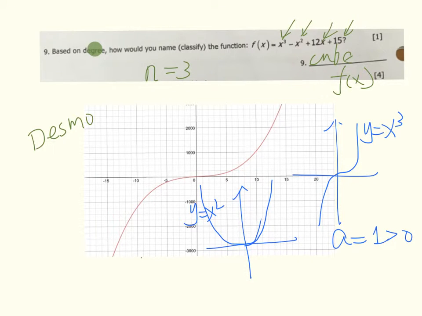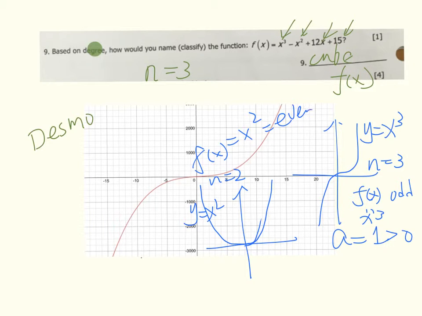Now, when the degree of the polynomial is an odd number, I call this f of x an odd function. The f of x equals x cubed is an odd function. And by the same token, when the degree is an even number, I call f of x equals x squared an even function. That's just the definition of odd function and even function.